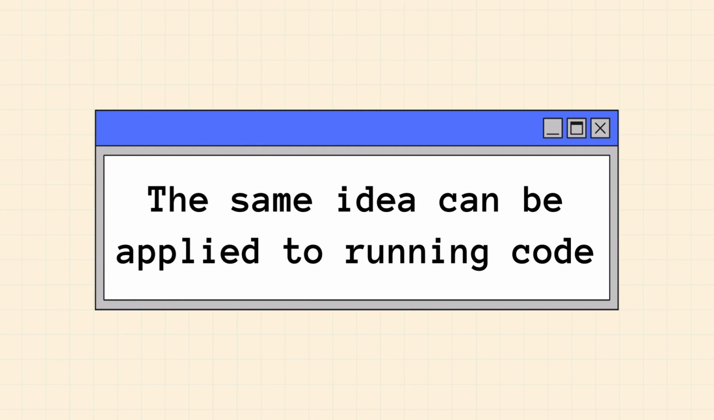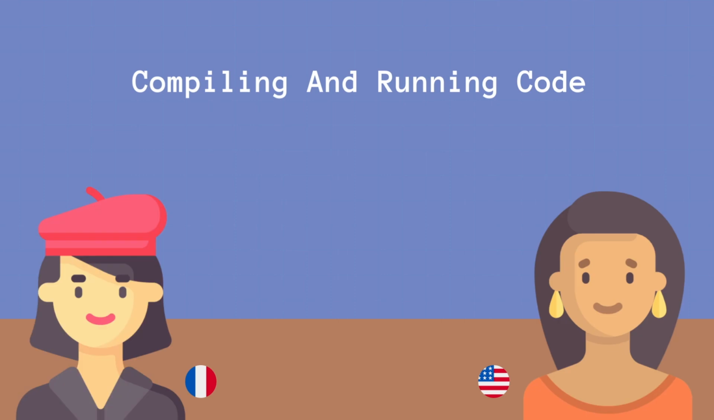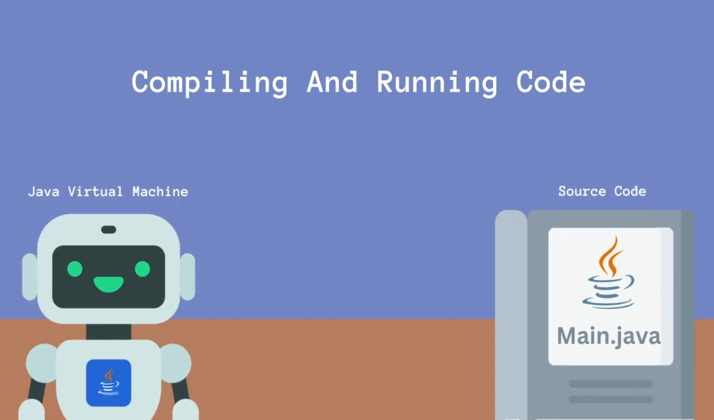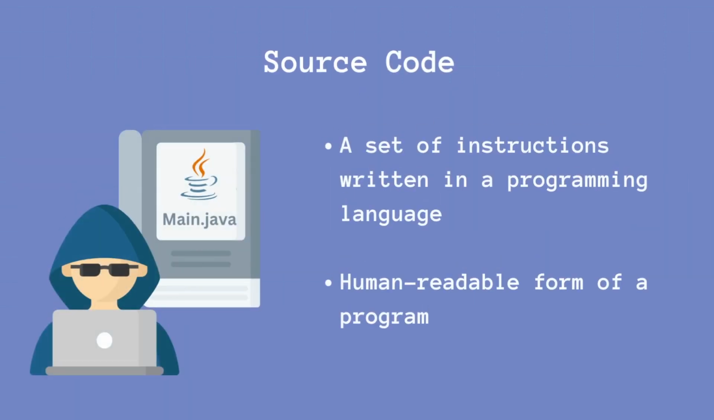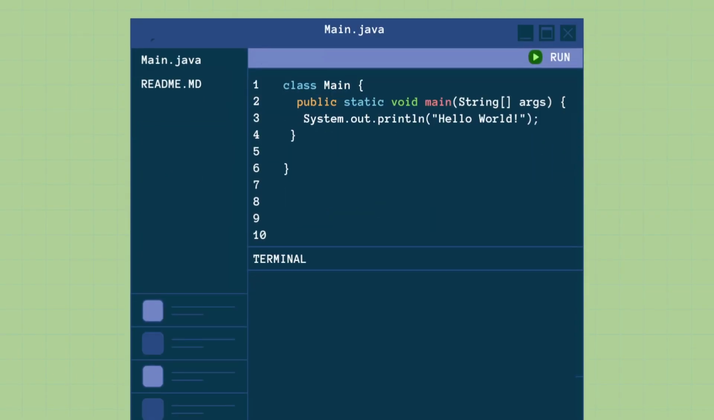Now, the same idea can be applied to running code. In this case, our two communicators are not a French baker and an American tourist who only speaks English, but a source code and JVM. Our translator is the javac compiler. The first communicator is our source code, which is a set of instructions written in a programming language. In this case, it's Java. The source code is the .java file that contains all the code that we've written.